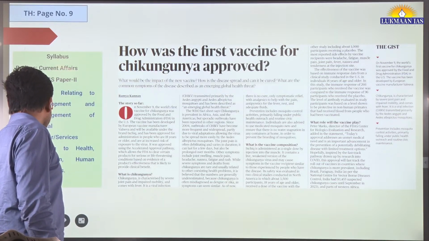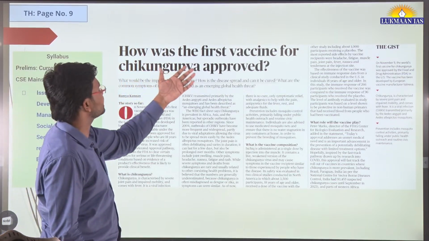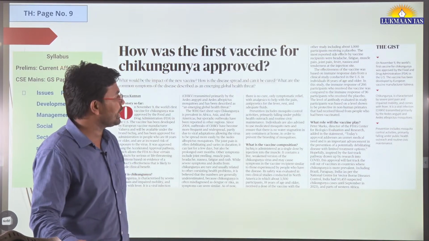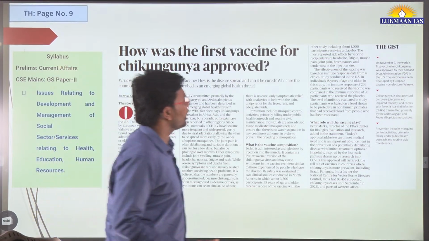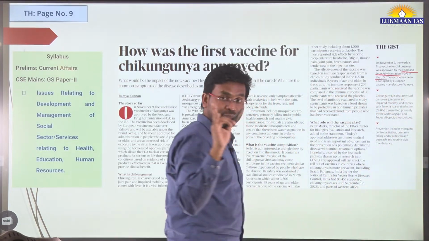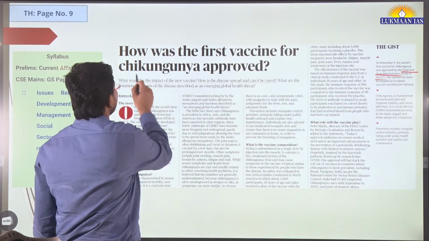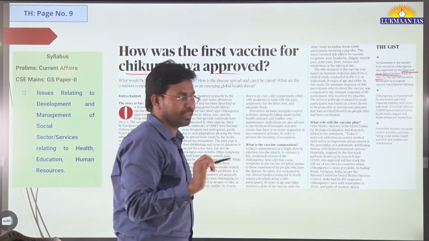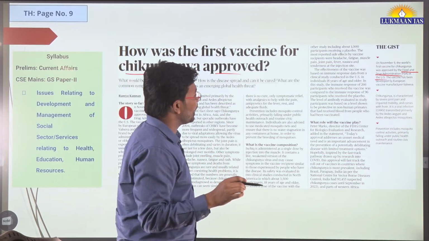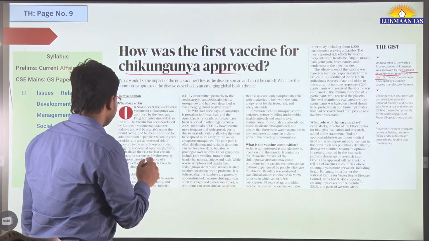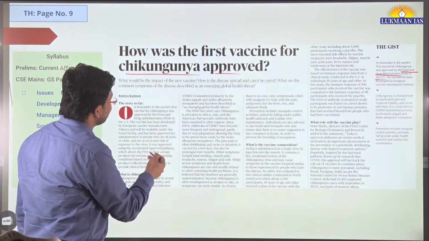Then this is another article. It says, how was the first vaccine for chikungunya approved? Recently, the United States Food and Drug Administration, FDA, has approved the first vaccine for chikungunya to be used in adults above the age of 18 years. And this vaccine is known as, right? In this article, they have mentioned the name of this vaccine also.